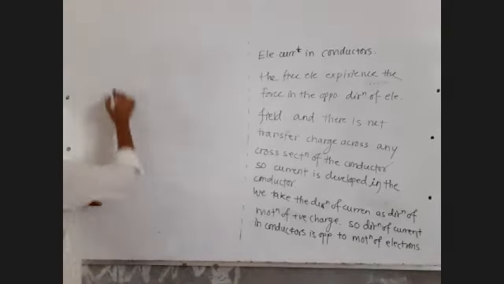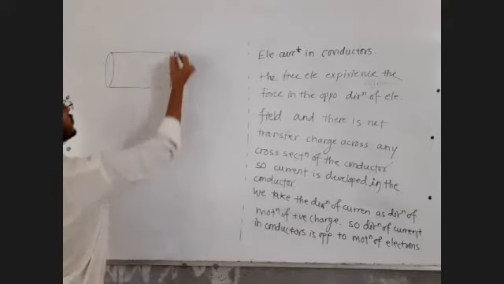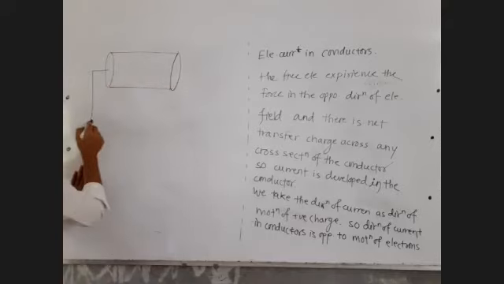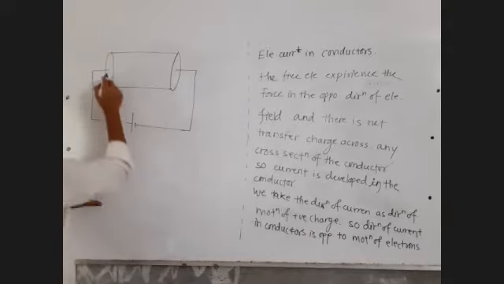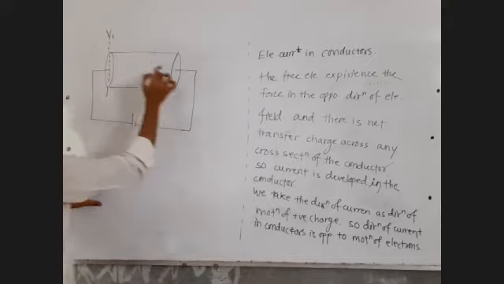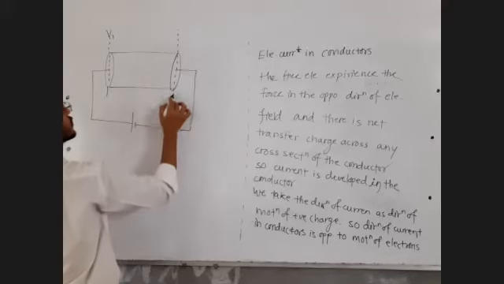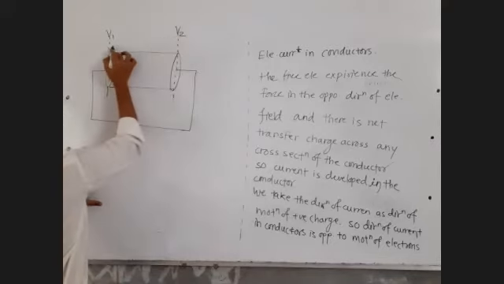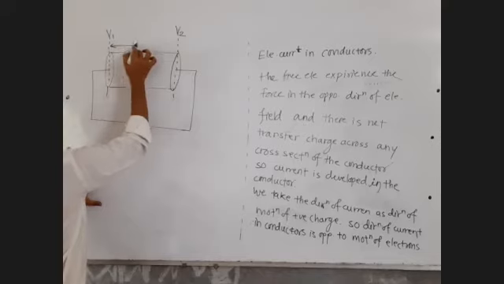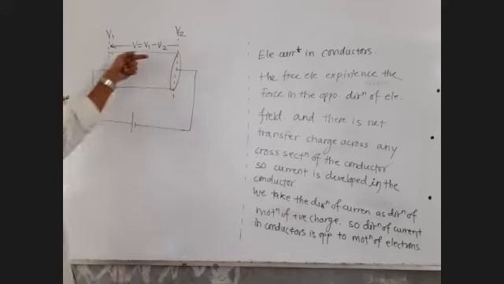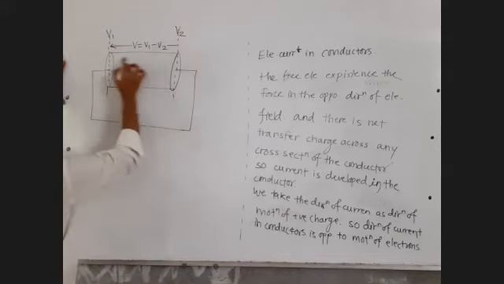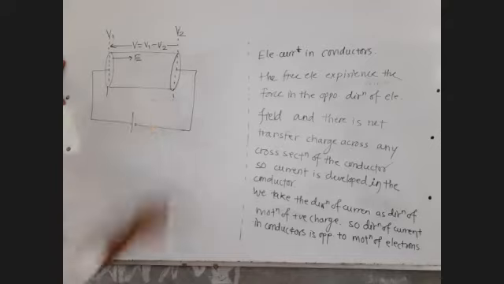So there is a concept of velocity which can be assigned to the electrons if the battery is connected to the conductor. This is the higher potential terminal V1, this is the lower potential terminal V2. The potential difference is V, which is equal to V1 minus V2. Electric field will exist in the rightward direction, from higher potential to lower potential. So this is the direction of the electric field.